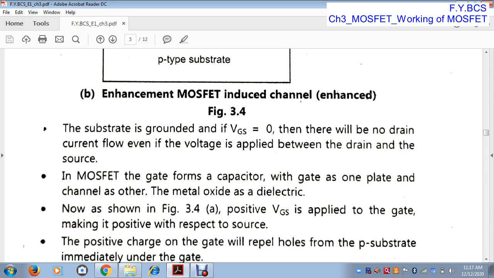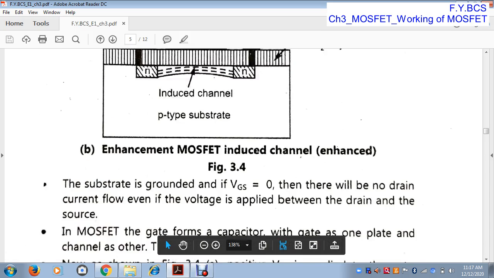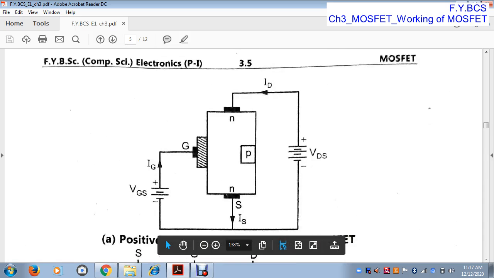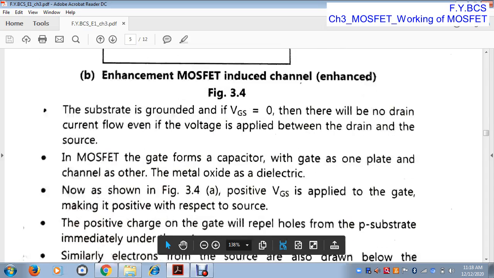Okay. So in a MOSFET, the gate forms a capacitor, with the gate as one plate and the channel as the other plate.